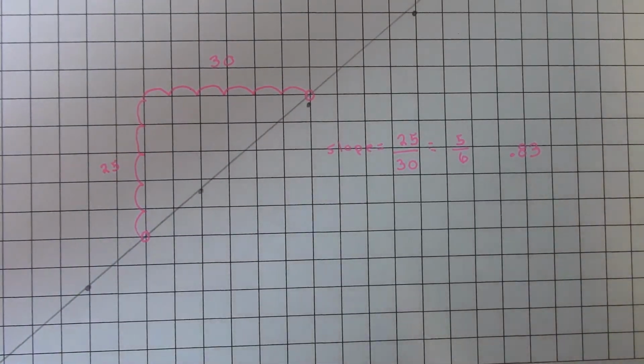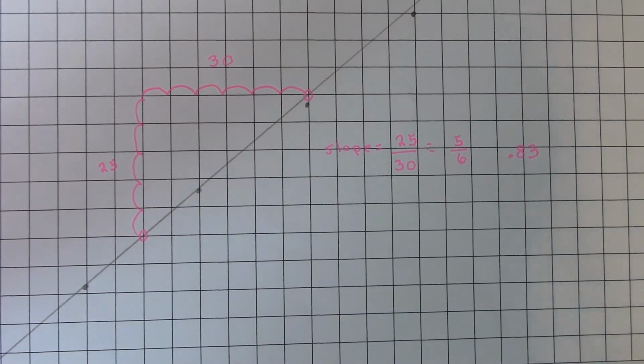And here are the points that I selected to determine my slope from the line. Each square is representing 5 centimeters. So I went up 25 centimeters and across 30 centimeters. So my slope turns out to be 5/6, which as a decimal is 0.83.